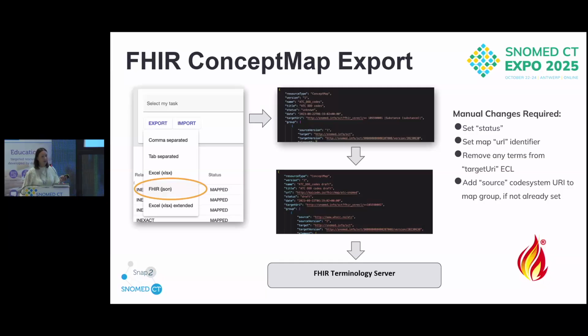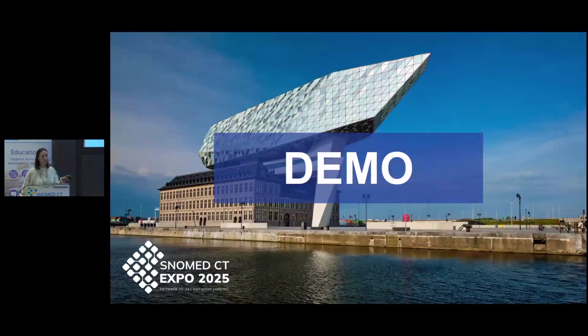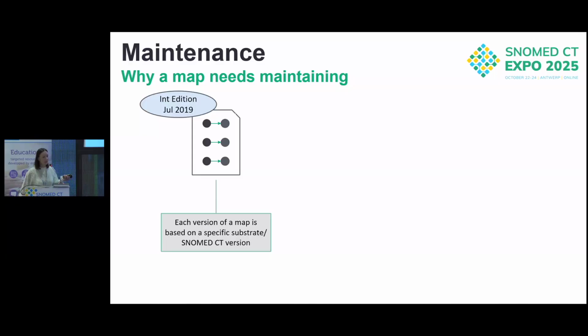Okay, so we're going to move on now. You've deployed your map, so Anna will show you how to do that, so I'm going to skip that slide. And then this is the maintenance. So your map's been being used. You can see that we used the July 2019 version that you saw Anna create.